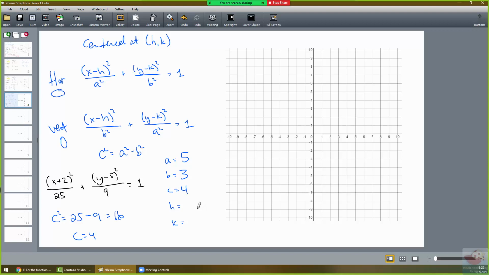Okay. h is always with x. We have x plus 2, which is the same thing as x minus negative 2, because it has to be in this format, x minus h. So our h is negative 2. We have y minus 5, which is already in the format y minus k. So k is 5. So our center is negative 2, positive 5.